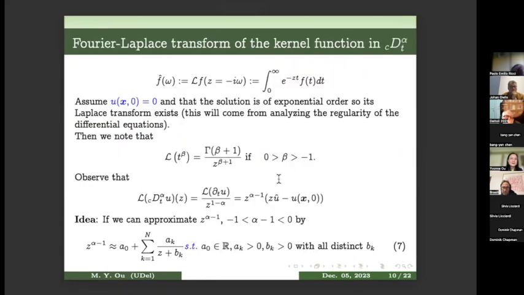I prepared this for Diego, but I'll show him later. Okay. So now let's look at how we handle that. When we have a convolution term, we think of transform.